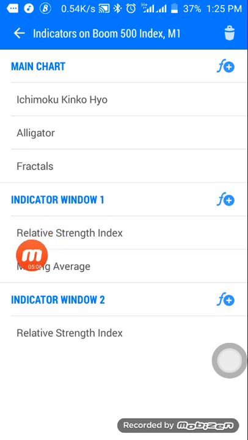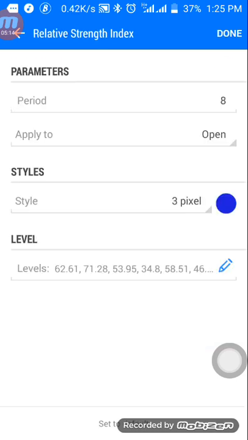You will see the link there. We are only talking about this particular one here. Okay, so you click on the F button right here and you get the RSI. The period of this RSI is 8 and they apply to open. Note this, please. Apply to open. Before, we used apply to close, apply to high, but this one is apply to open.